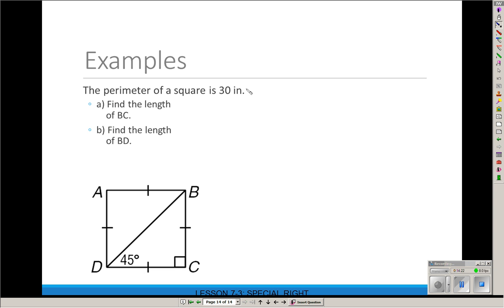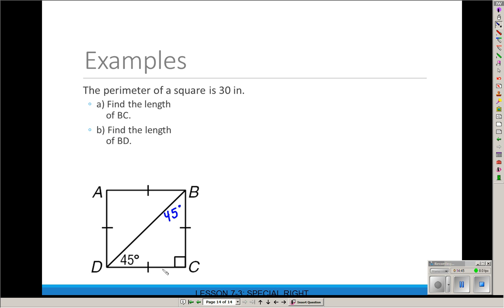The perimeter of a square is 30 inches. Find the length of segment BC and find the length of segment BD. So we had a square. The perimeter is 30 inches. And then they drew the diagonal BD. Remember, when you take a square and divide it diagonally, it makes 45, 45, 90 triangles.